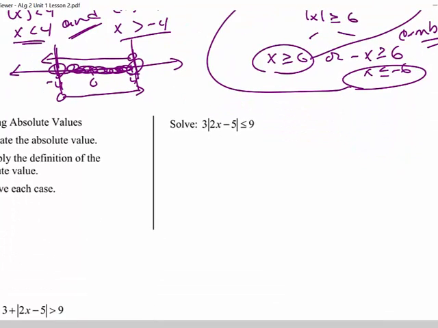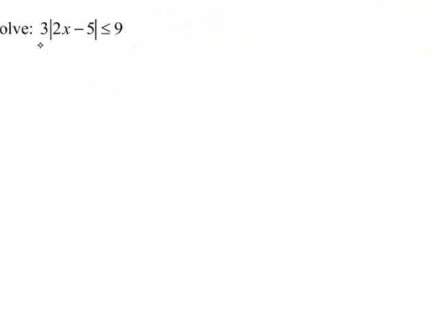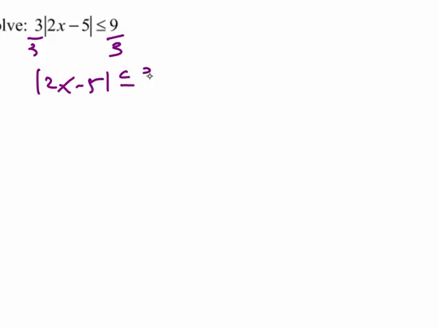Okay. So when you're solving an absolute value equation, you want to try to isolate the absolute value, apply the definition of the absolute value, and solve each case. Things cannot come outside of the absolute value. You can't just add 5 to both sides. That's against the rules. You have to apply the definition. So I can start by dividing both sides by 3. So the absolute value of 2x minus 5 is less than or equal to 3.